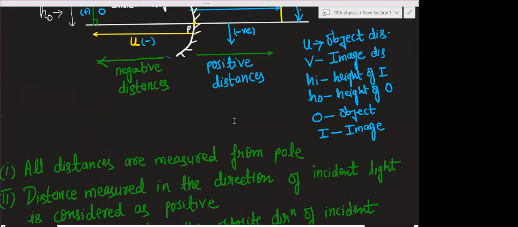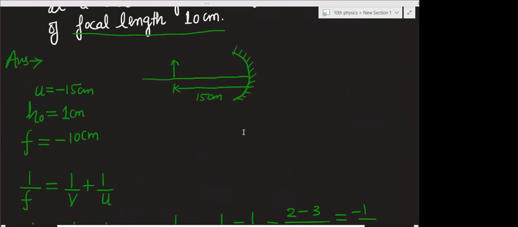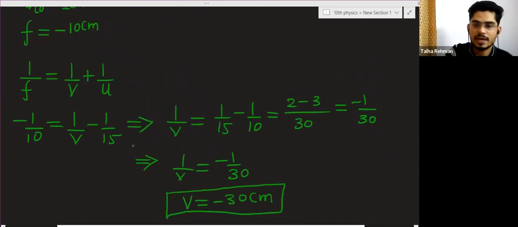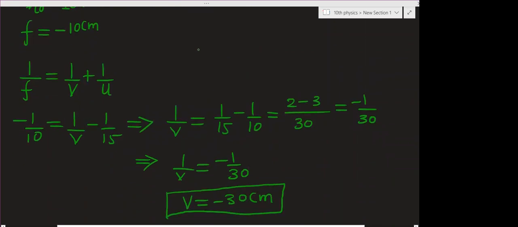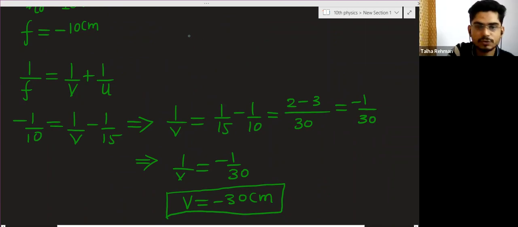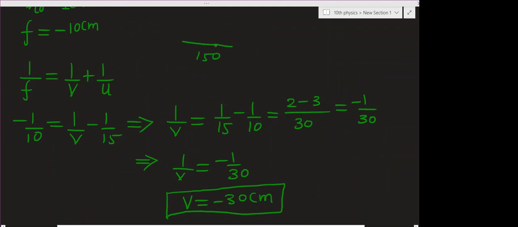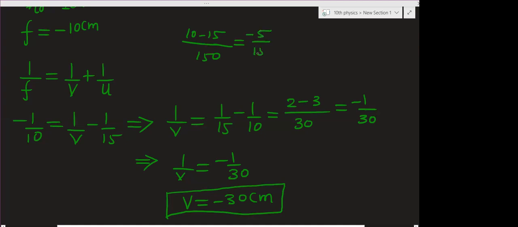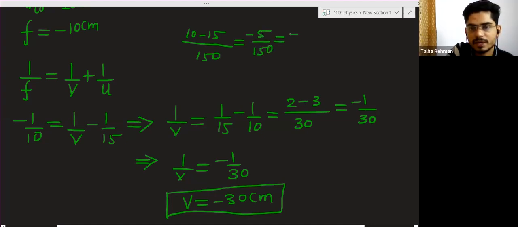Sir, in the 1 by 15 minus 1 by 10, we can cross multiply also, right? Yeah. Actually, 10 minus 15 by 150. We can do that also. But that is too lengthy. This is 150. You will multiply this with this, and you will write like 10 minus 15. This will be minus 5 by 150, and this will be minus 1 by 30. You can do as you want. I have done this because this is easy.